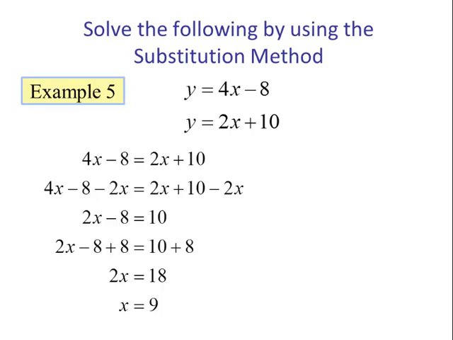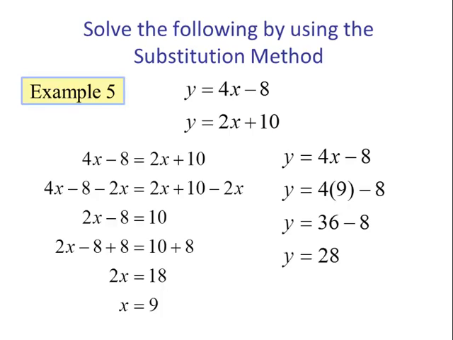Next, solving for y, I could take either equation. I'm going to take the first, and everywhere I see an x, I'm going to substitute a 9. So we have y equals 4 times 9 minus 8. This gives us 36 minus 8, which is 28. So we have the solution 9, 28. If we were to graph these two equations, they would intersect at 9, 28.